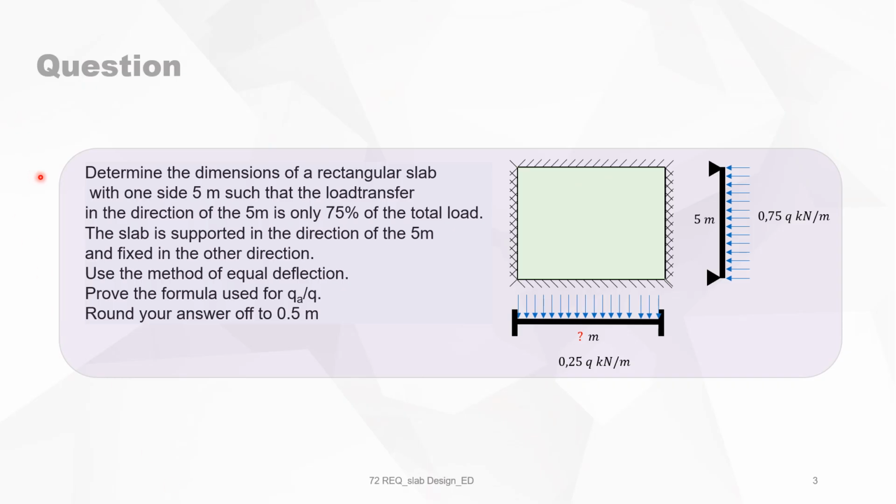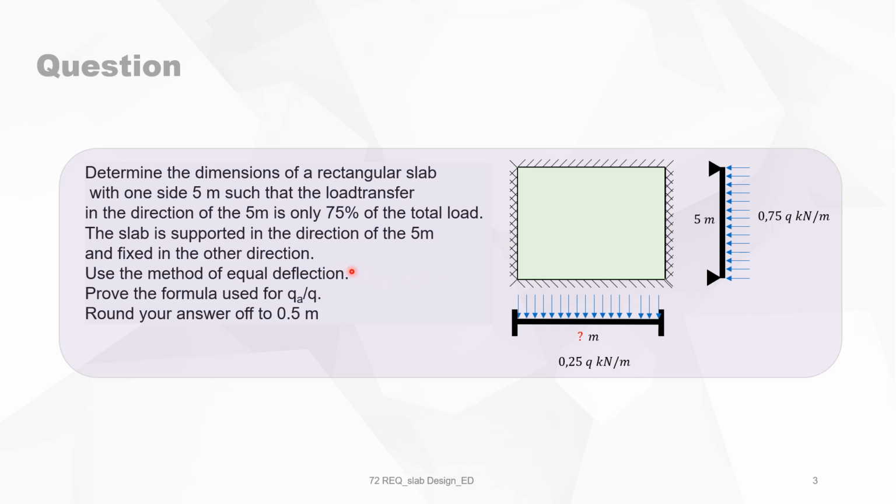Determine the dimensions of a rectangular slab with one side 5 meters, such that the load transfer in the direction of 5 meters is only 75% of the total load. The slab supported in the direction of the 5 meters is simply supported, and in the other direction it is fixed.